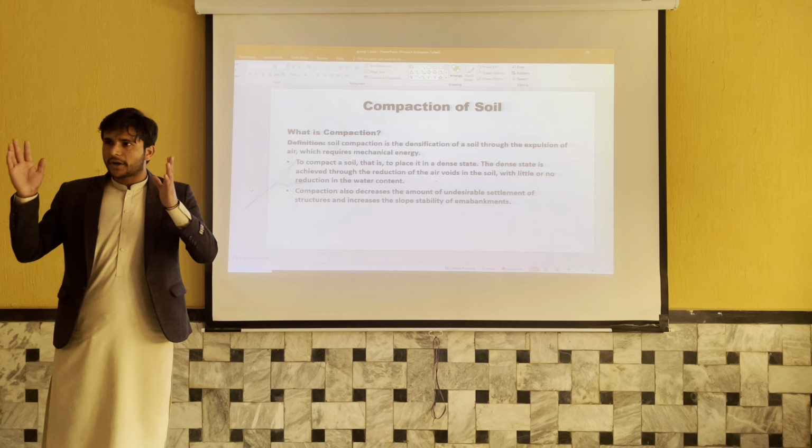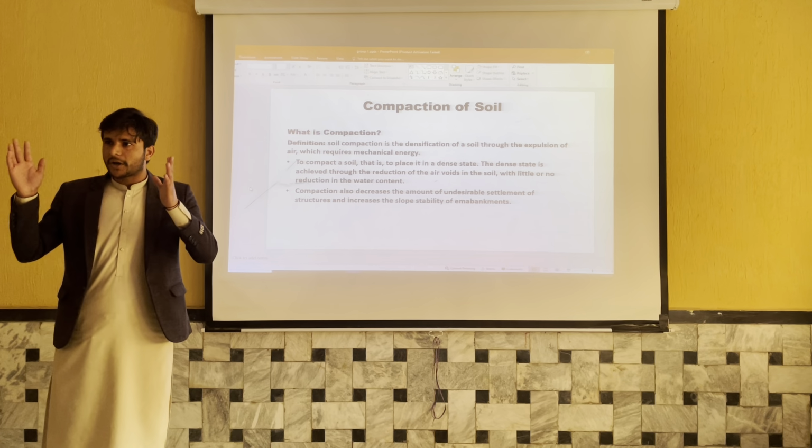And why do we do compaction? It is the most important question. It is to decrease the amount of undesirable settlement of structures and increase the slope stability of embankments. For example, if we are constructing a house or any project and we don't perform compaction, maybe there will be partial settlement, maybe full settlement, but the settlement affects the project. That's why we perform compaction.